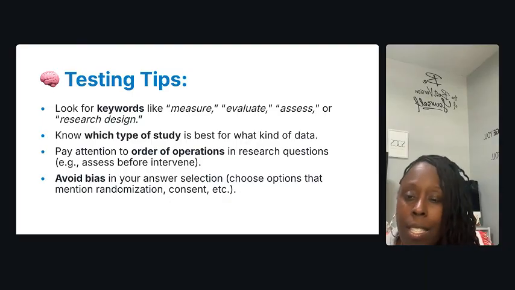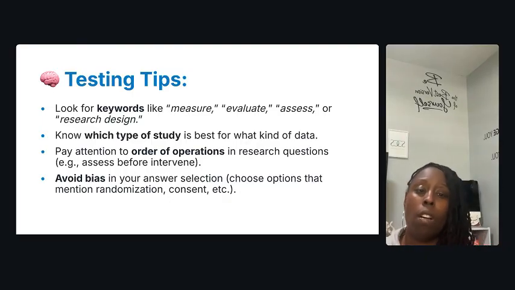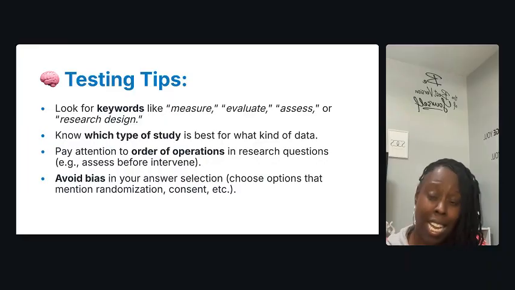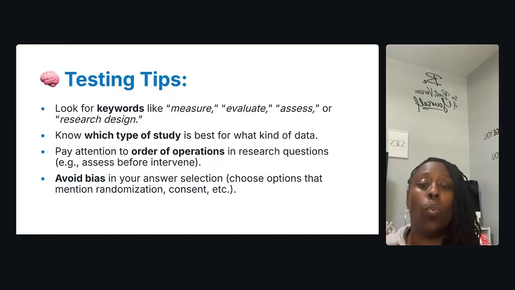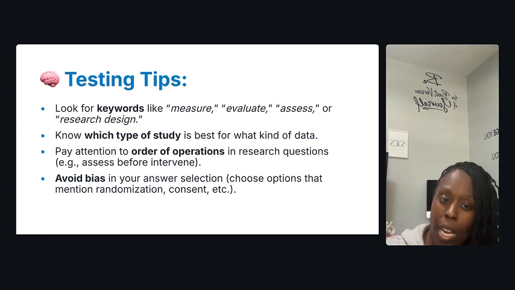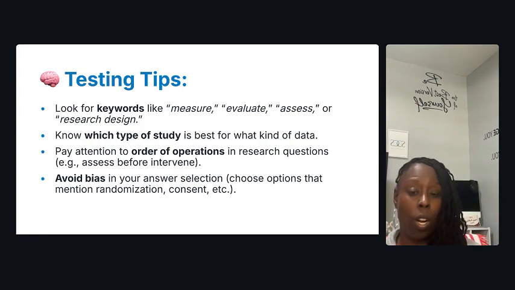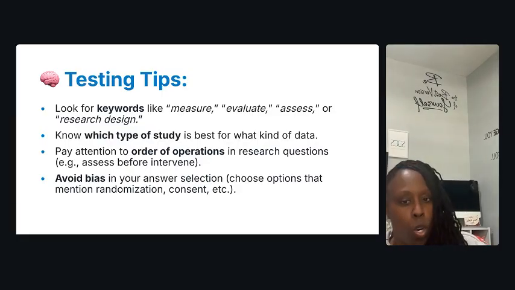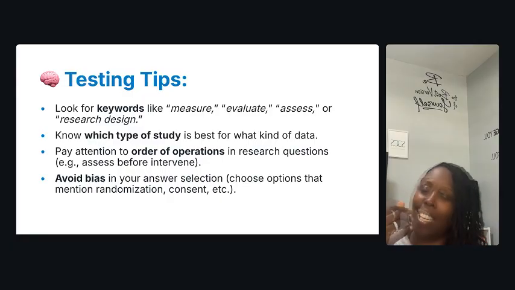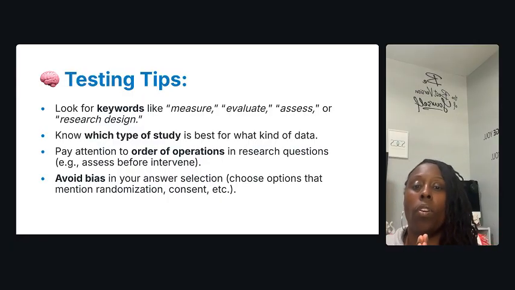All right, here goes some testing tips. Look for keywords like measure, evaluate, assess, or research design. Those are some key terms. And then know which type of study is best for what kind of data. That's the key. Which type of study for what kind of data. So you're going to have to understand, like qualitative is when you're looking for what? Yes, quality, those words. Quantitative, yes, the numbers. So pay attention to order of operations.